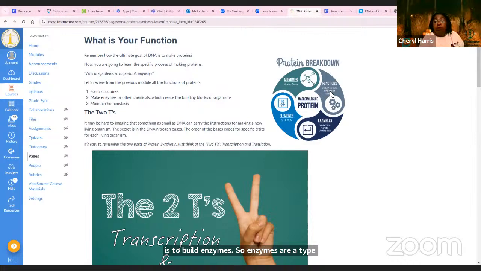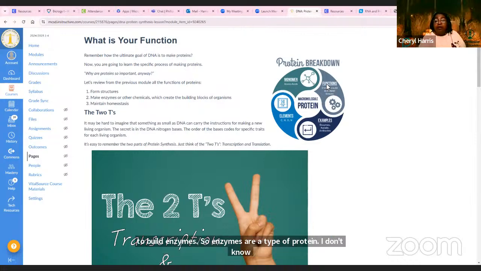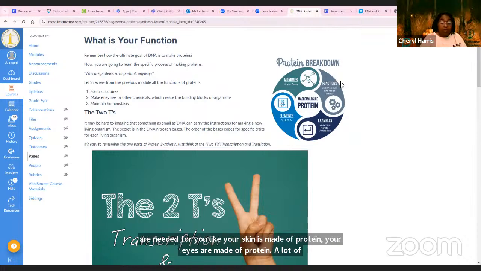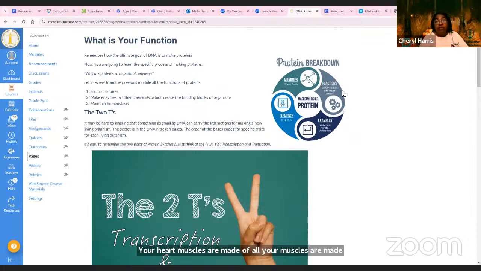I don't disagree with all of this. Proteins are needed for you, like your skin is made of protein, your eyes are made of protein. A lot of your heart muscles are made of, all your muscles are made of protein. So that is the function, is for structure and covering and protection. So proteins have a lot of function. It can, as a last resort, provide you with energy. When your body doesn't have enough carbohydrates to provide it with energy, you can break down proteins to provide you with energy.